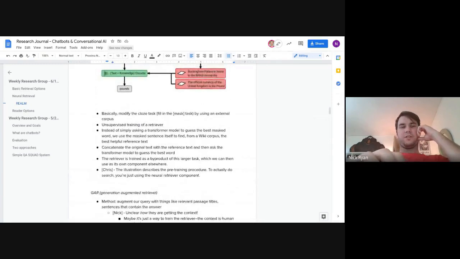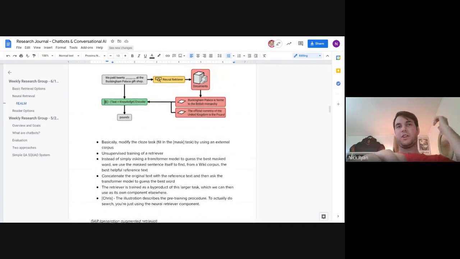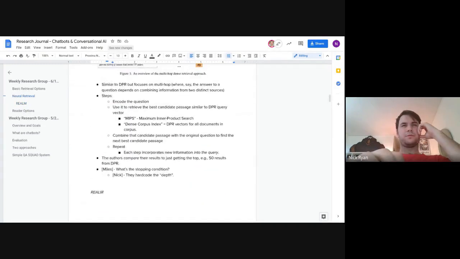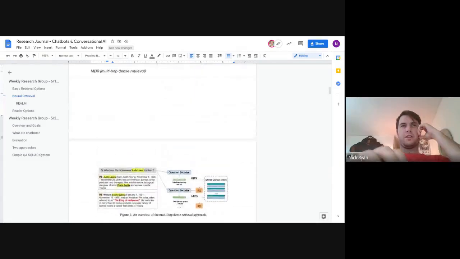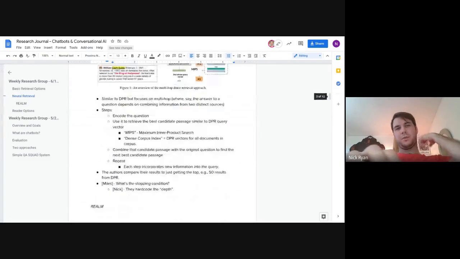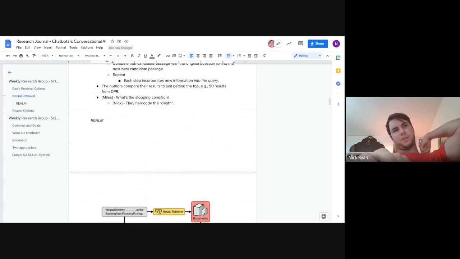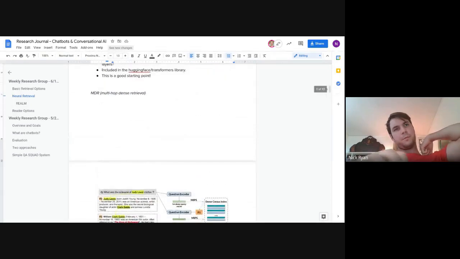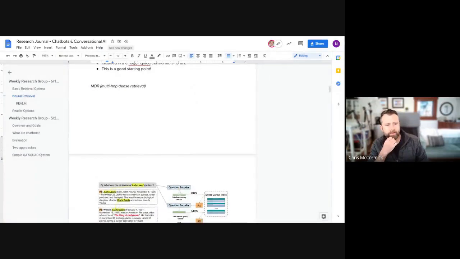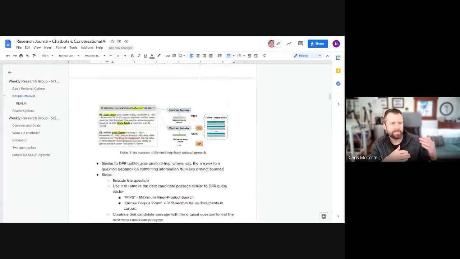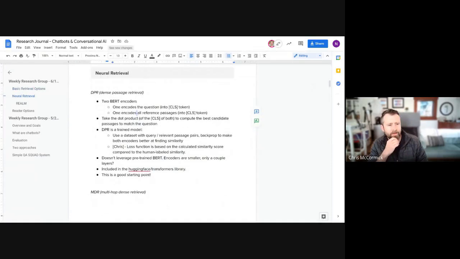GAR, I think you would have to go to their GitHub. A little more manual. Realm, MDR, I think both of these. I'm not sure about Realm. It's a Google product, so they might be supporting it. But for the basic DPR, are there pre-trained encoders for that? Yes. Oh, that's a good point.